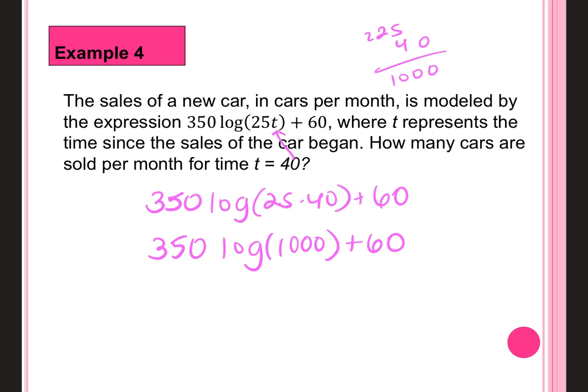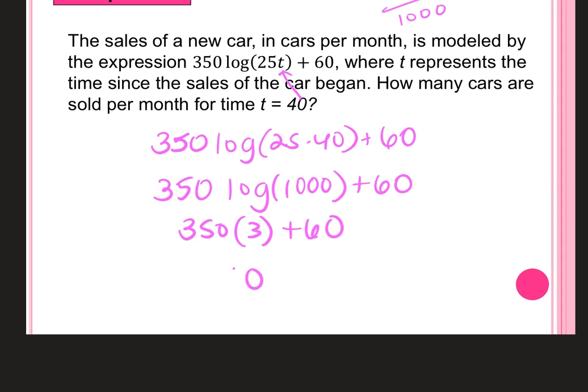Yep. So what is log of 1,000? 3, right? Because the base on that log is 10. 10 to the third is 1,000. So this becomes 350 times 3 plus 60. That's 1,050 plus 60, or 1,110.